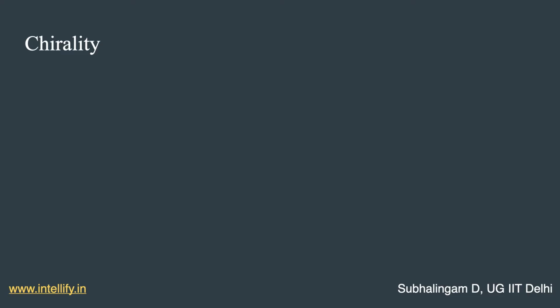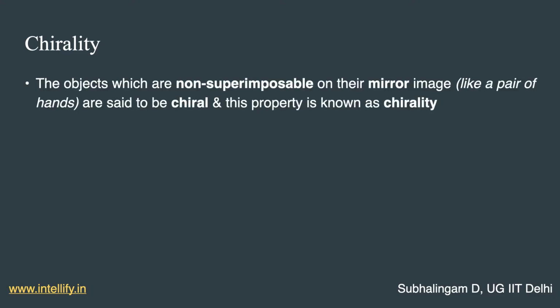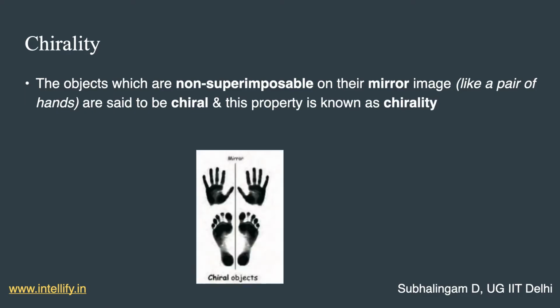A new term again: chirality. Objects which are non-superimposable on their mirror images are said to be chiral, and this property is called chirality. Let's look at a simple example. Take your hand, place it in front of a mirror, and take the mirror image and superimpose that, that is, place that mirror image on your other hand. Are they the same? Are they identical? No. So a pair of hands is an example of non-superimposable mirror images. Similarly, your feet.